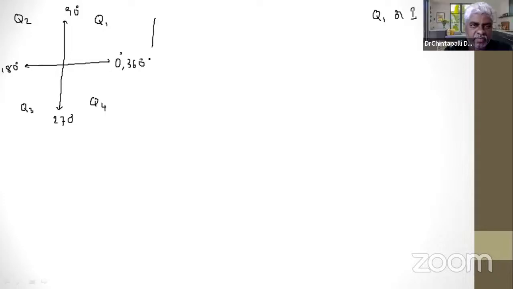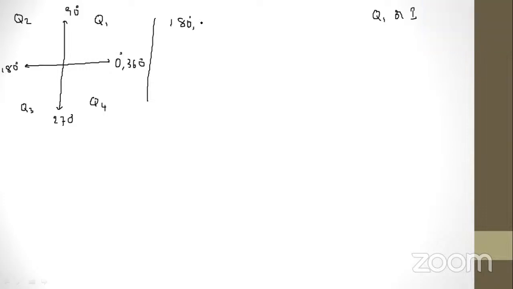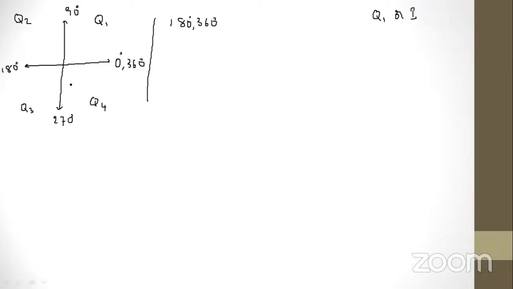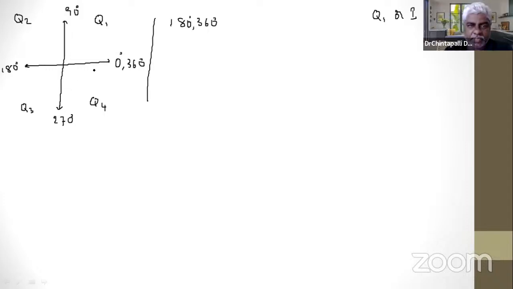We are using 180 degrees and 360 degrees only. Of course, we can use the remaining values, 90 degrees and 270 degrees also. I will teach you how to use them later. First, let us use 180 degrees and 360 degrees.